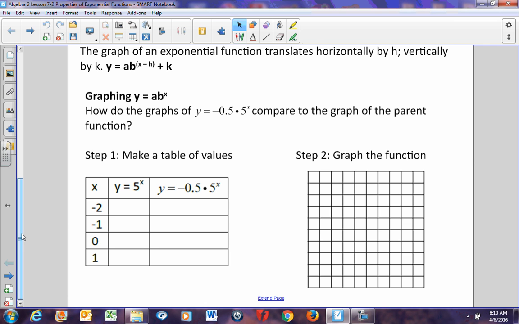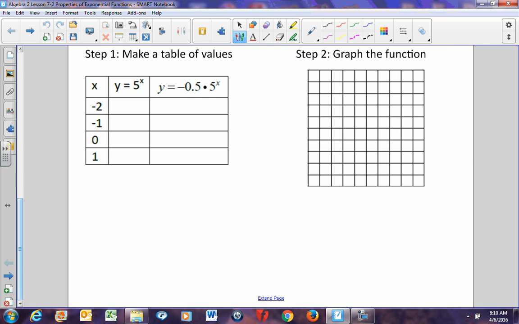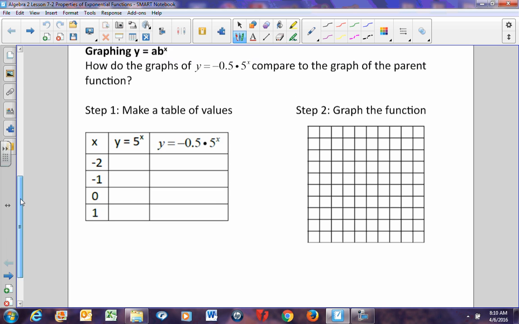So let's take a look at this first equation. We have y equals a times b to the x. The parent function is y equals 5 to the x power. So if x is negative 2, that's going to be 5 to the negative second power, which is 1/25. 5 to the negative first power is going to be 1/5. 5 to the 0 power is going to be 1, and 5 to the first power is going to be 5.